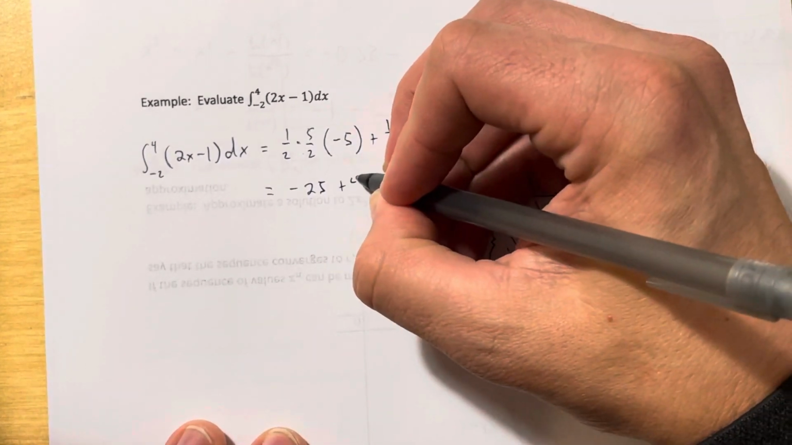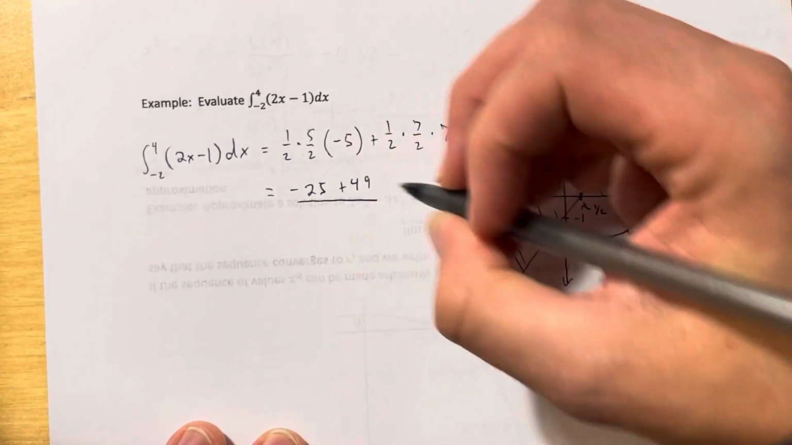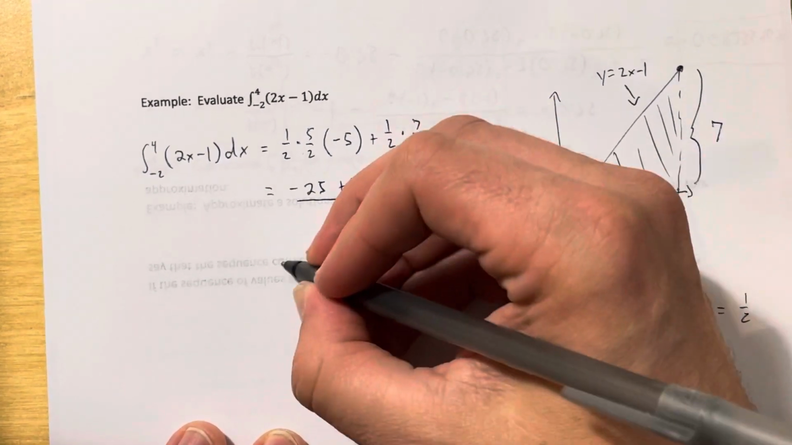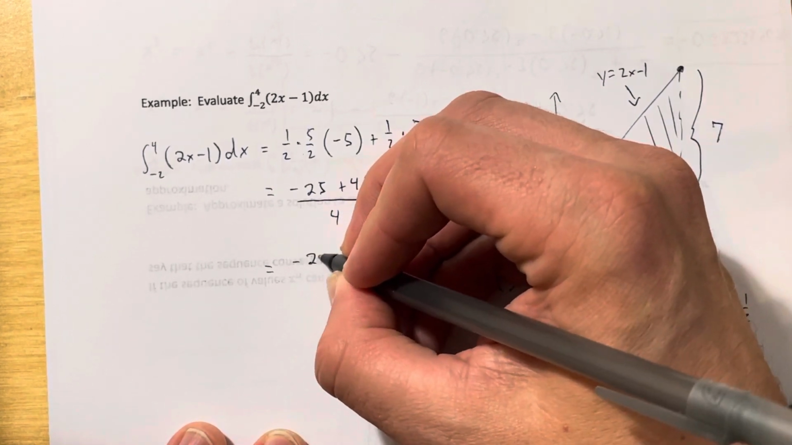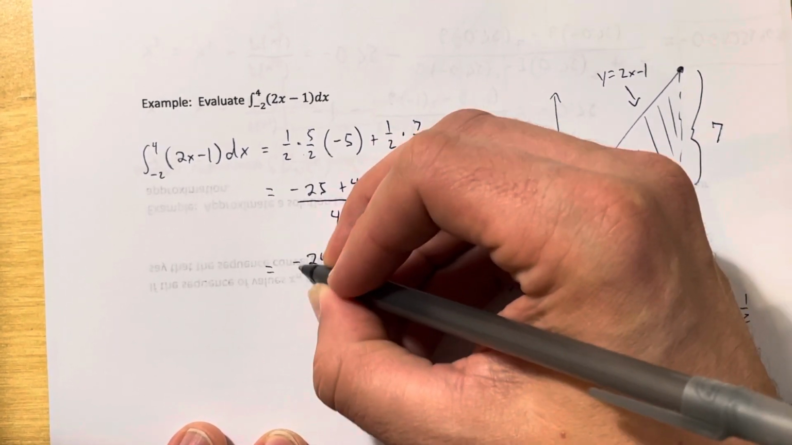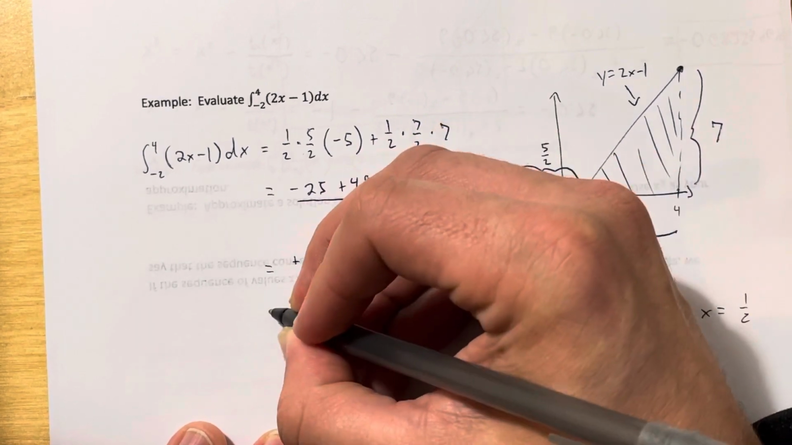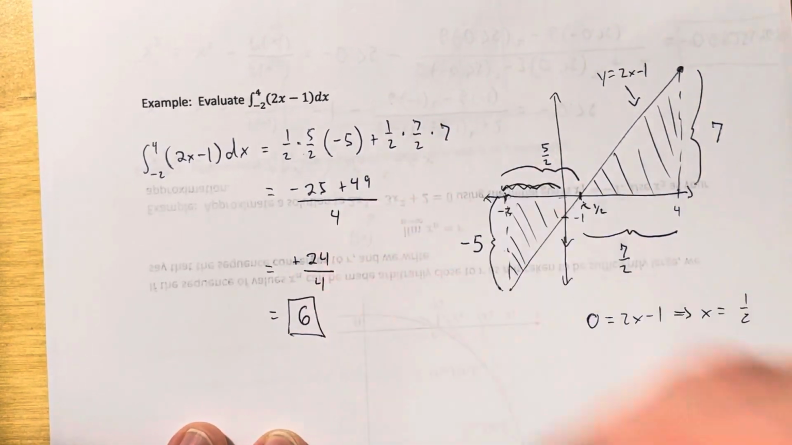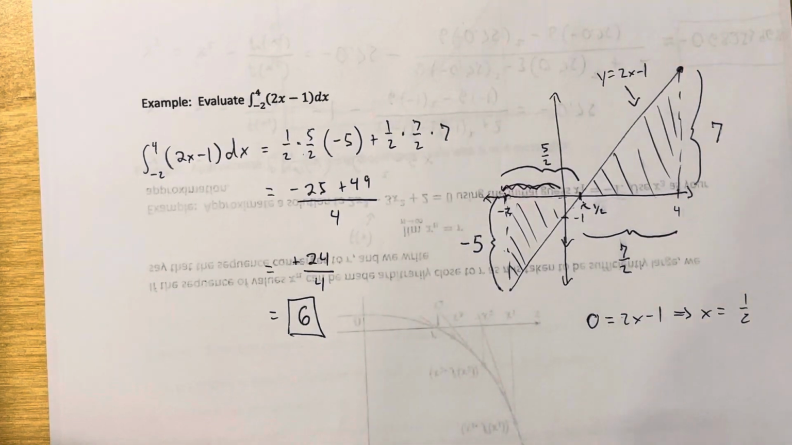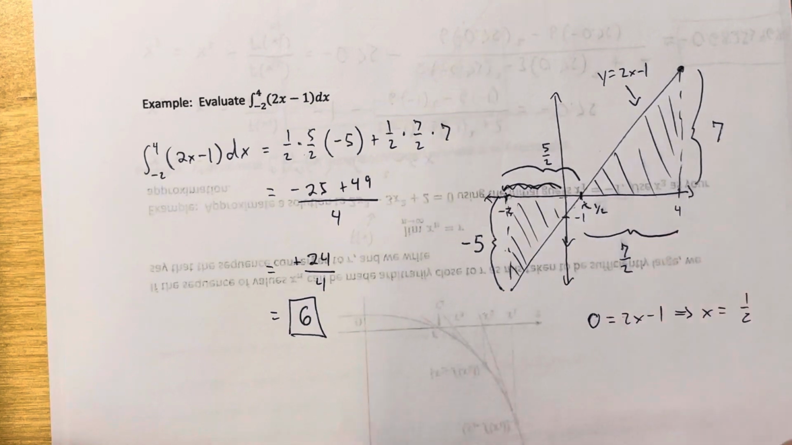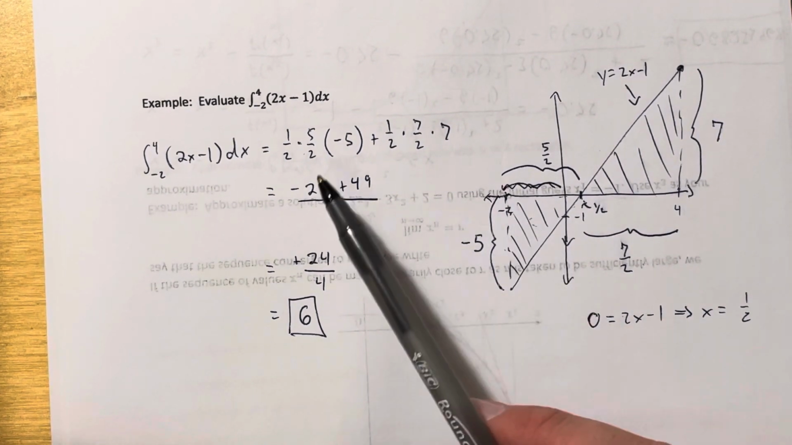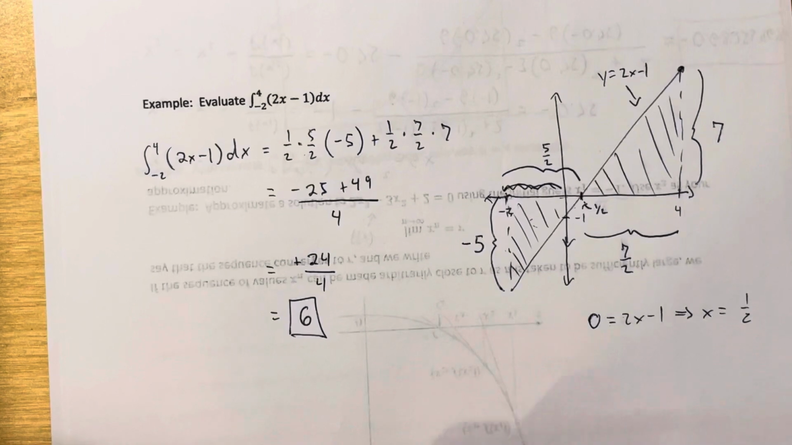Okay, this is going to be equal to negative 25 over 4 plus 49 over 4, which is equal to, sorry, positive 24 over 4, or just 6. Okay? So we're going to end up with a total area of 6 here. And notice I'm just using geometric formulas to determine that. Areas of triangles and then adding the results. Careful to make this triangle a negative area because it's below the x-axis.